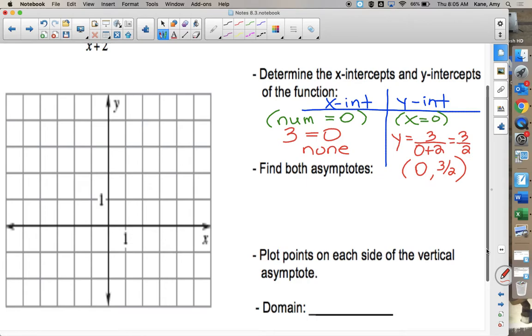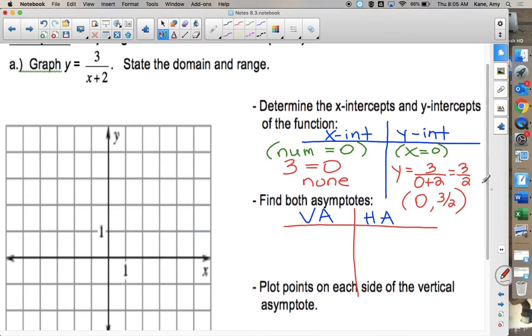The next part, find both asymptotes. So I'm going to make a little chart here just to kind of separate them as well. So we have the vertical versus the horizontal. The vertical asymptote is when we take the denominator and set it equal to 0. So in this case, it's going to be -3. What's the horizontal asymptote? So look at 2. Sorry, yeah, I know. Sorry, thank you. X equals -2. Thank you.